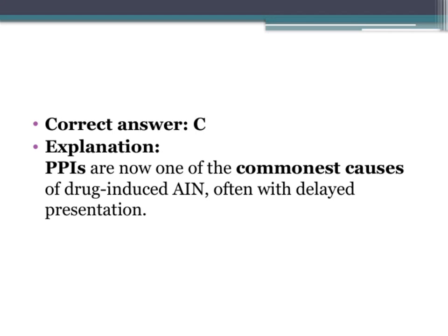Correct answer is C. Let's talk about why that's the case. Proton pump inhibitors, or PPIs, have really become one of the most common causes of drug-induced acute interstitial nephritis, or AIN. What's particularly important to note is that the presentation can often be delayed, meaning symptoms might not show up immediately after starting the medication. This delayed onset can make diagnosis tricky, so it's essential to keep PPI use in mind when evaluating a patient with unexplained kidney issues. Remember, understanding these associations helps us identify the cause more accurately and manage the patient's condition effectively.